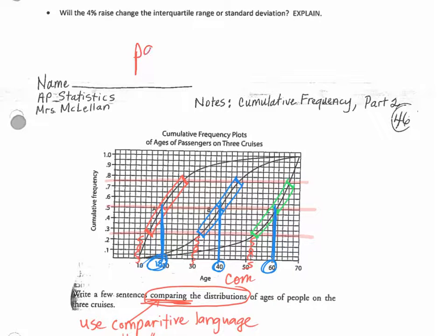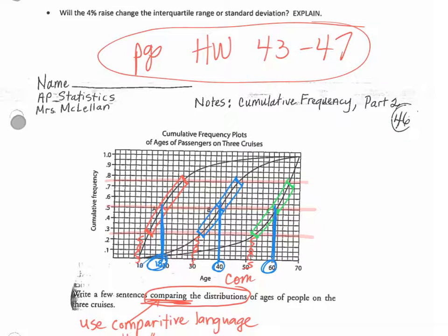Oh, did I? Hold on. Homework is pages 43 to 47. Is that good? Okay, 43 to 47.